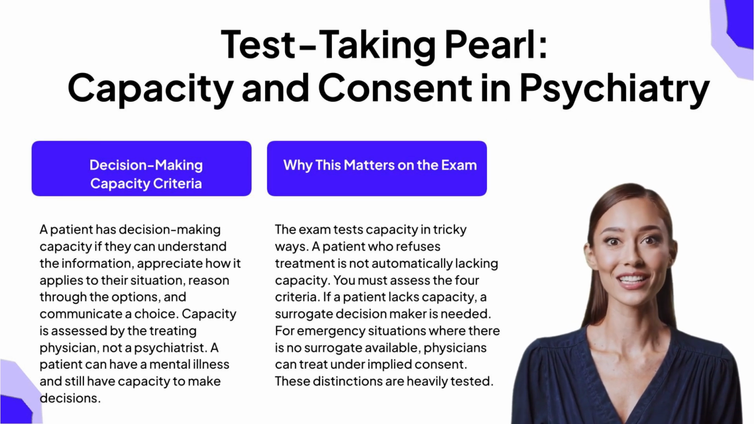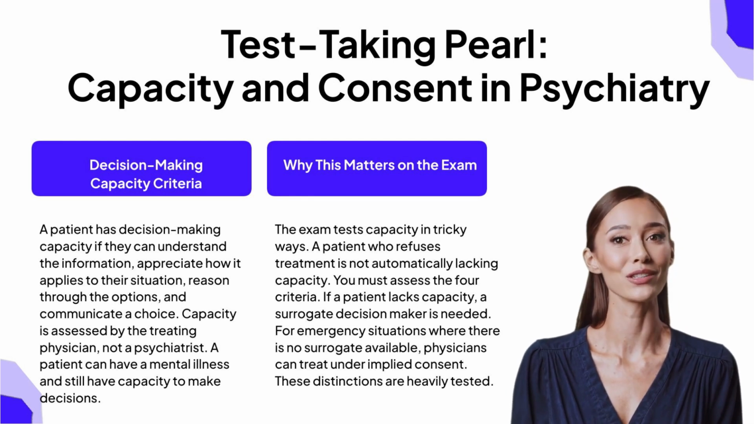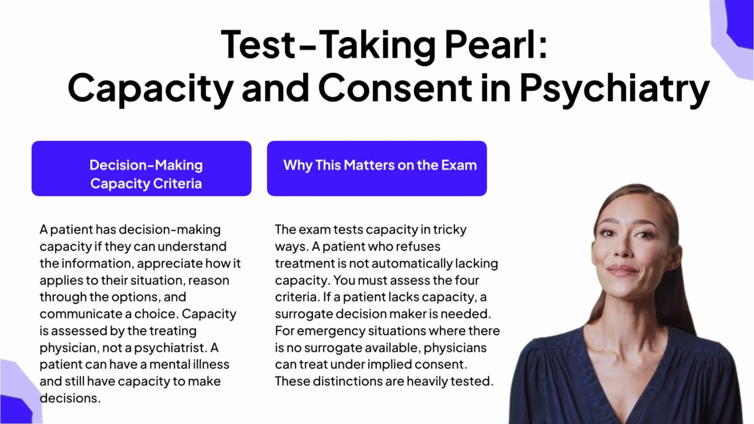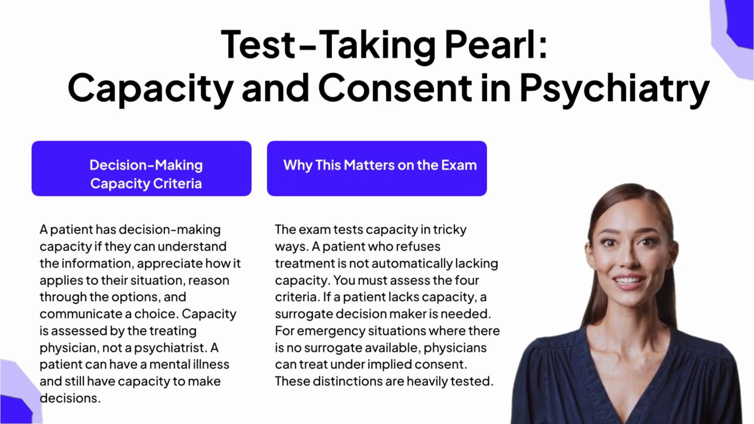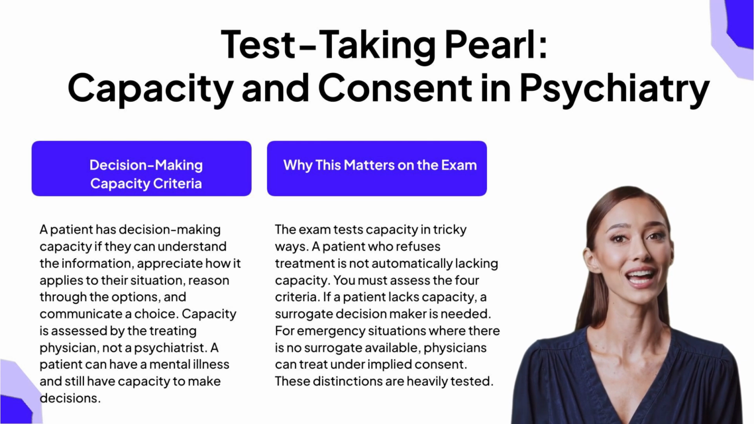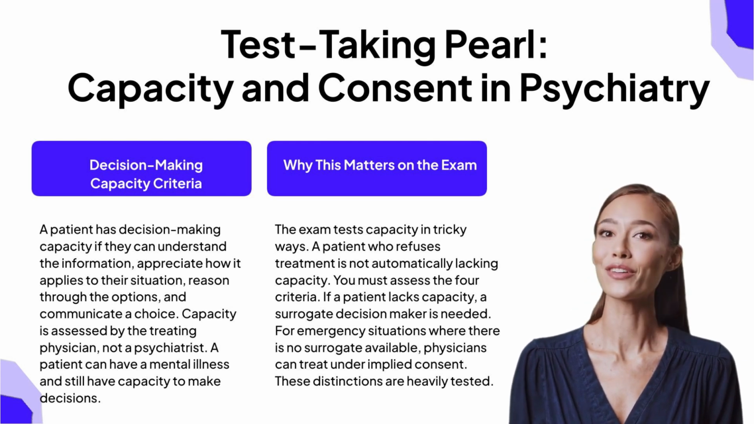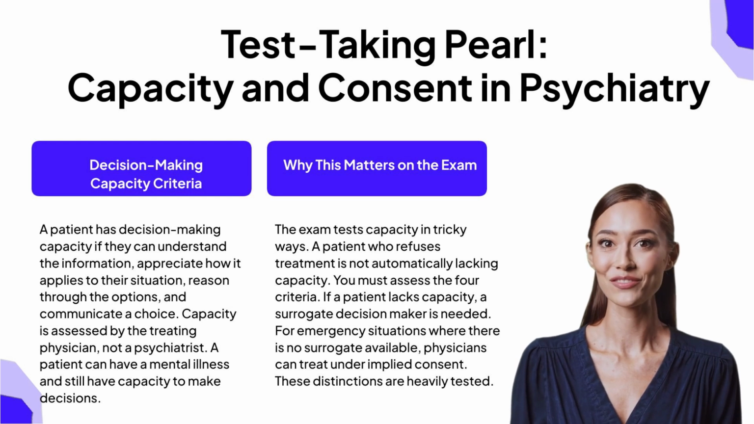Here is a critical test-taking pearl about screening and vaccination. For cervical cancer screening, remember these age cutoffs. Screening begins at age 21 with cytology alone every 3 years. At age 25, preferred screening switches to primary high-risk human papillomavirus testing every 5 years. Co-testing with cytology and human papillomavirus every 5 years is also acceptable. Screening stops at age 65 if there are adequate prior negative results. For human papillomavirus vaccination, it is recommended through age 26, with shared clinical decision-making available through age 45.